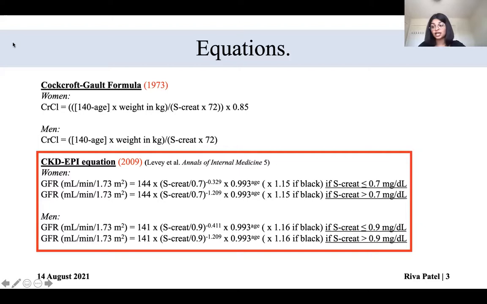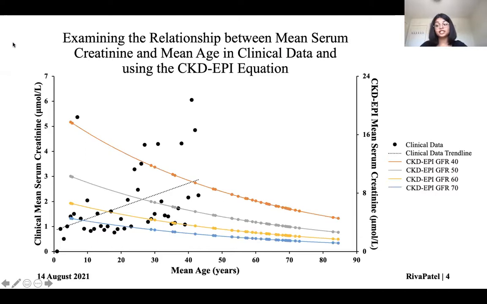Over the next two slides, you'll be presented two graphical models comparing clinical data I found in literature and data estimated using the CKD-EPI equation. As you can see here, this is a graphical model that examines the relationship between mean serum creatinine and mean age in clinical data and using the equation.